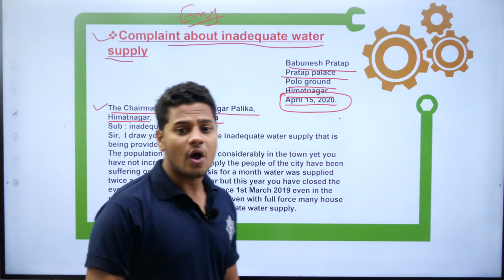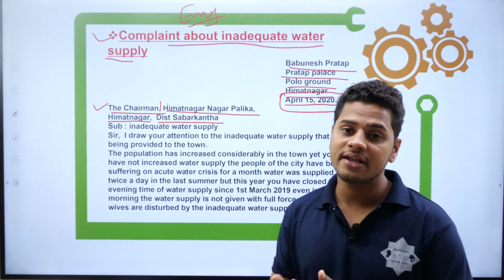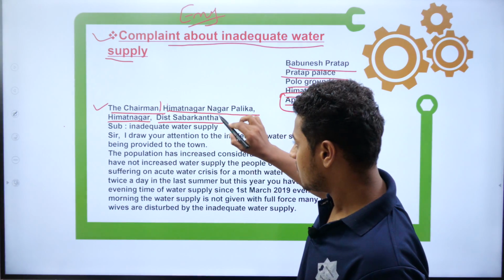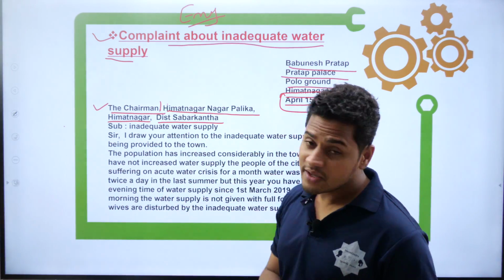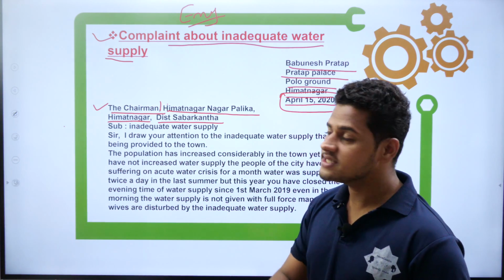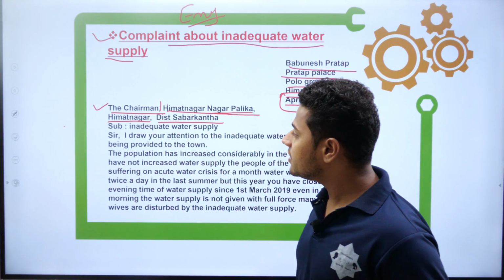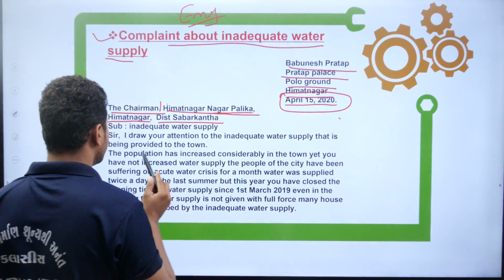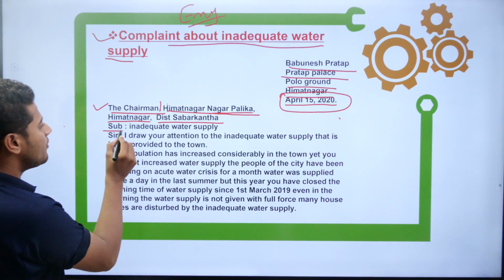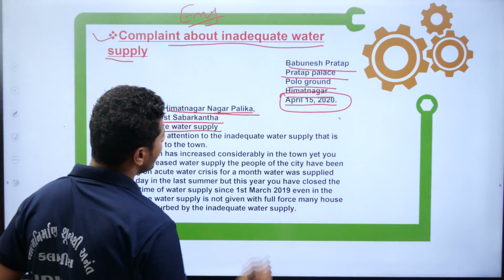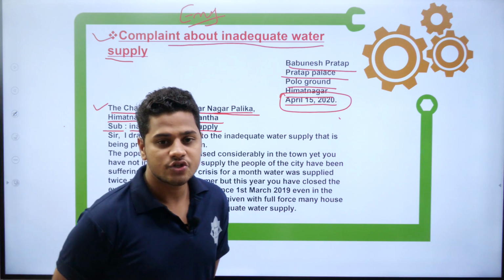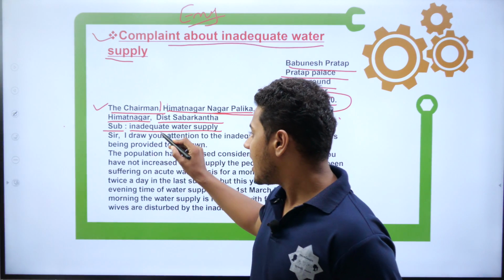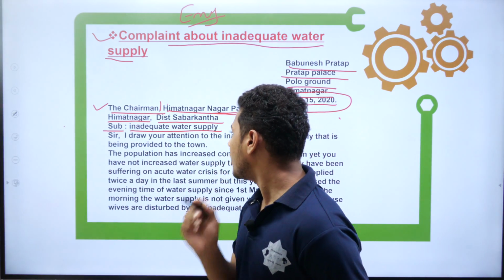Where I am getting the problems I have to mention, and which department is relevant, I have to write the name. So Nagar Palika. If I am getting a problem in Himatnagar only, I have to mention Himatnagar Nagar Palika. Nagar Palika means the municipal corporation. Here we'll see the subject I have mentioned: inadequate water supply. I am not getting proper water in my area's distribution system, so I am facing a problem with water. So I have mentioned the subject: inadequate water supply.